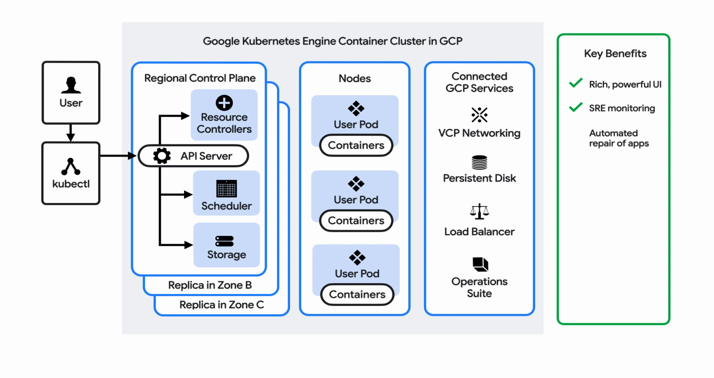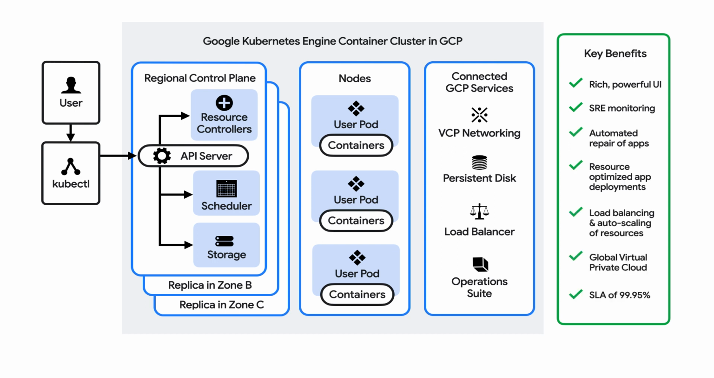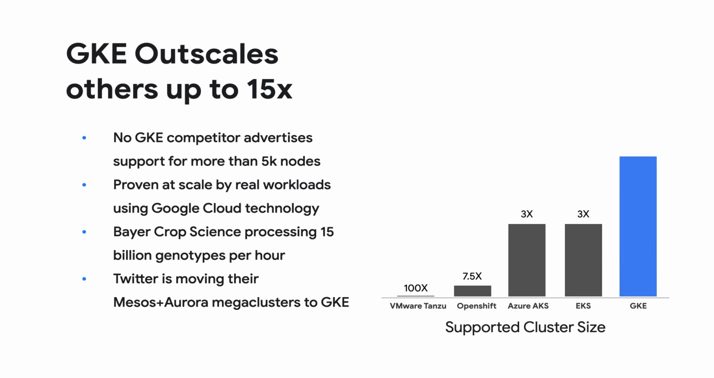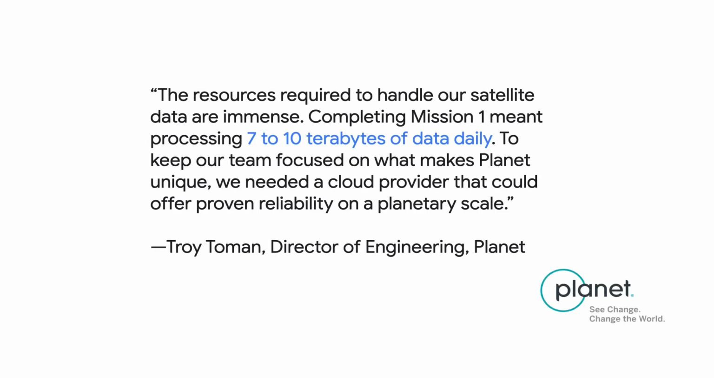It is the most scalable and automated platform. Only GKE can run 15,000 node clusters, outscaling other cloud providers by up to 10 times, letting you run applications effectively and reliably at scale. Customers like Planet Labs have already experienced the benefits of running their apps on GKE, the most scalable platform with up to 15,000 nodes.